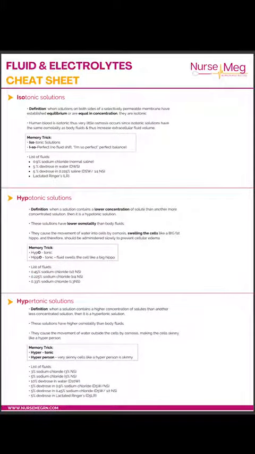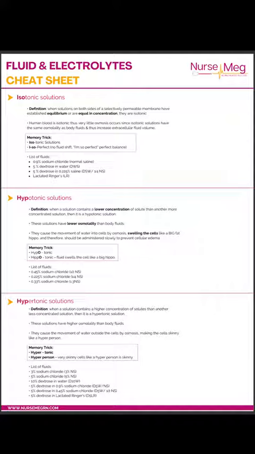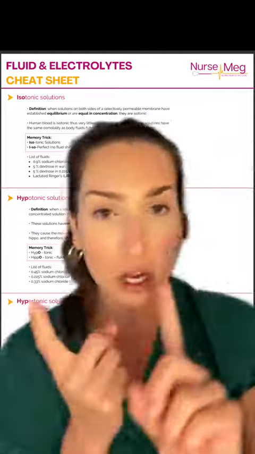So let's start with isotonic solutions. This is when the solution on both sides of a selectively permeable membrane has established equilibrium, like they're the same in concentration essentially on both sides of the party. Now, some memory tricks: isotonic solutions, iso-perfect, so there's no fluid shift. Examples of this are normal saline, D5 in water.